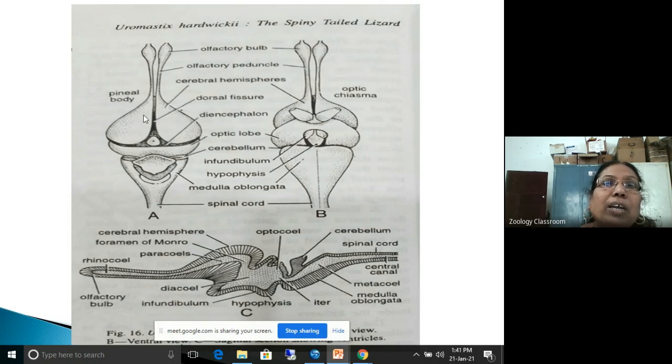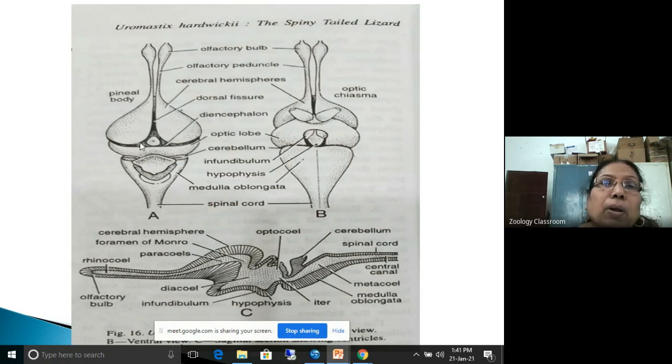The pineal body is also present, and this is the olfactory bulb, then the olfactory peduncle, the cerebral hemisphere, and the third part of the forebrain is called the diencephalon. It is a compressed part, called the diencephalon. It is smaller and not well developed.